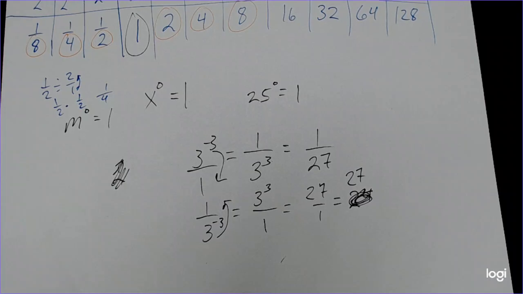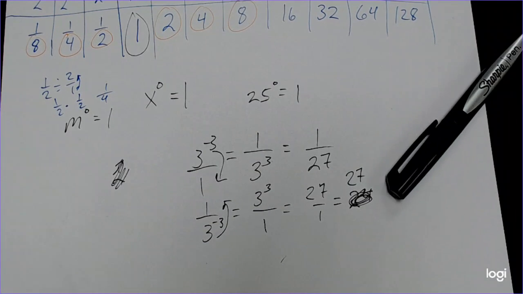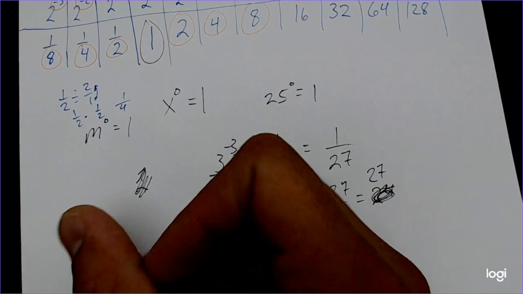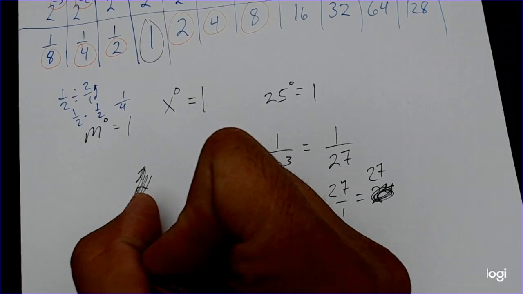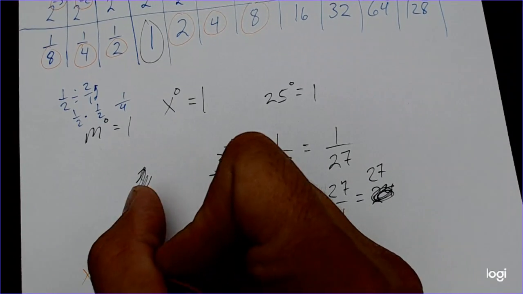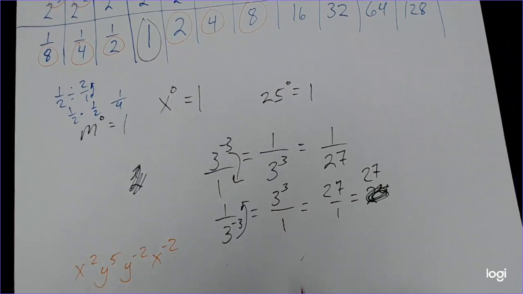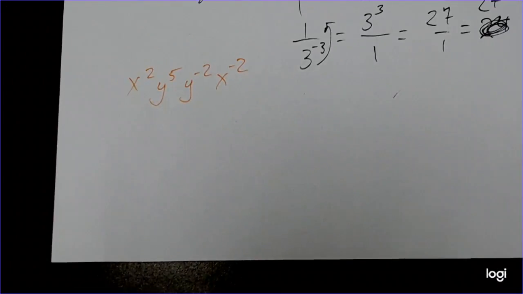Now let's relate this to variables, right? Sorry, this is going to be a little bit of a long video, but you know, there's a lot of important stuff to cover, okay? So let's say we had this with variables. We had to simplify something like, let's say x squared, y to the power of 5, y to the negative power of 2, x to the negative power of 2. How would I simplify this?